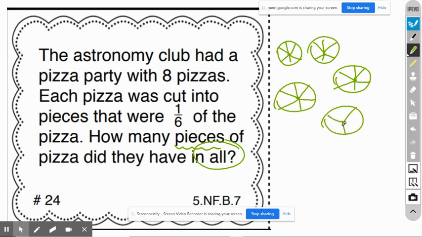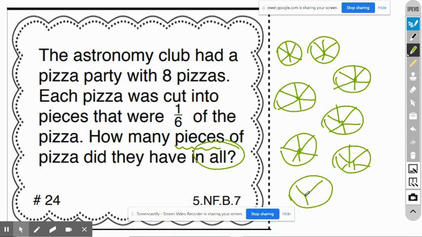I'm actually drawing here for you to see. These are my 8 pizzas cut into 6. How many pieces do I have now? Yes, it says here in all.